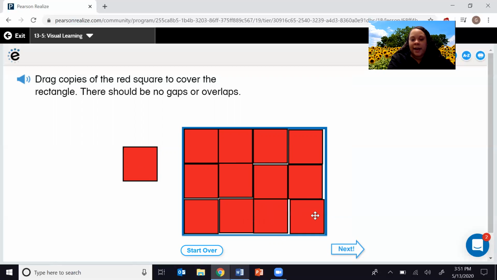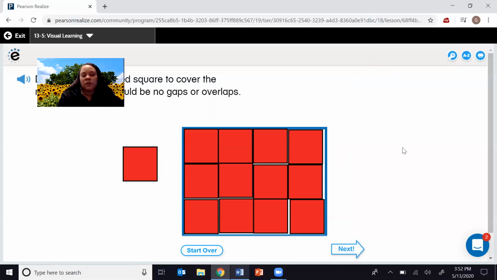So let's see. I have 1, 2, 3 rows, and in each row there is 4. So I can do 3 rows and there's 4 in each row. So it's 4 times 3, which is 12. So if you're a multiplication person, you can do 3 times 4. Or you can add 3 4 times. Or you can add 4 3 times. Either way, you should get the answer of 12.